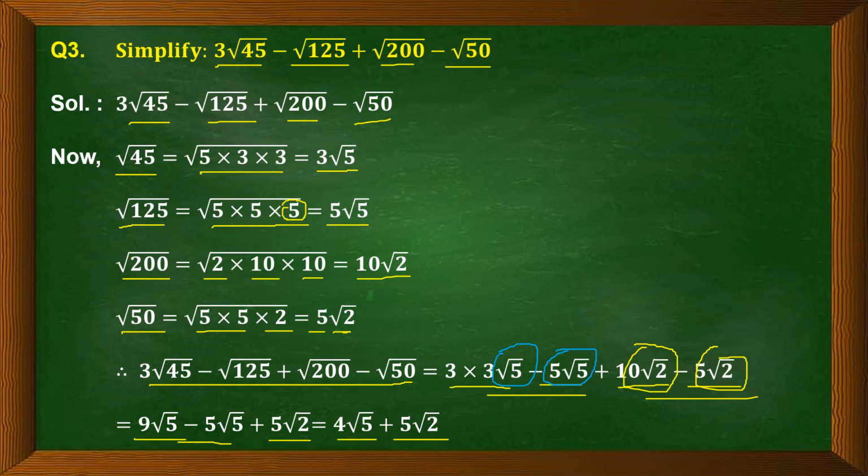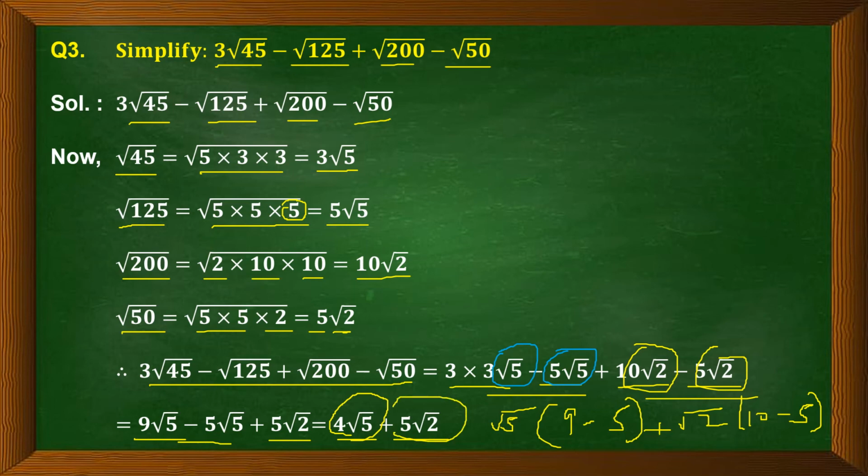Or we can take 9 and minus 5 in bracket. We can solve like this also by taking root 5 as a common factor, and 9 minus 5, plus root 2 as a common factor, right? And 10 minus 5. So in this way also we can solve. 9 minus 5 is 4, so 4 root 5, and 10 minus 5 is 5, so 5 root 2. So this way also we can solve, right?